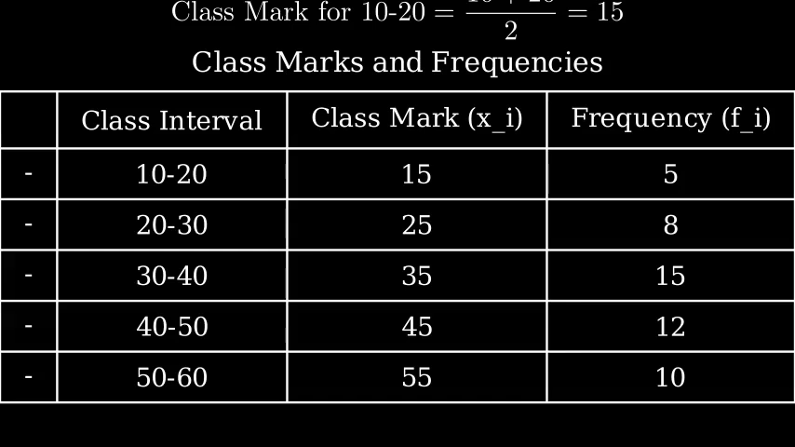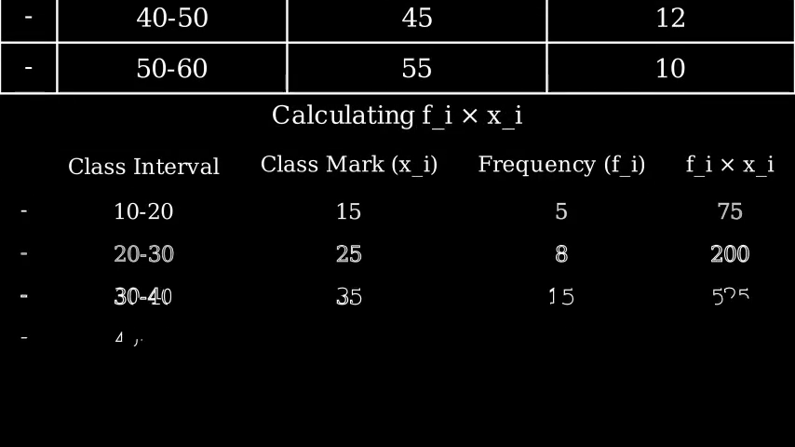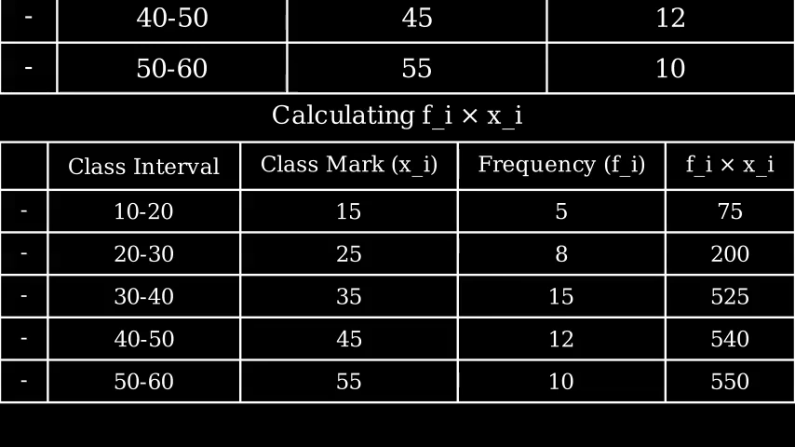Now, we need to multiply each class mark by its corresponding frequency. For the first interval, 15 times 5 equals 75. For the second interval, 25 times 8 equals 200. For the third interval, 35 times 15 equals 525. For the fourth interval, 45 times 12 equals 540. And for the fifth interval, 55 times 10 equals 550.